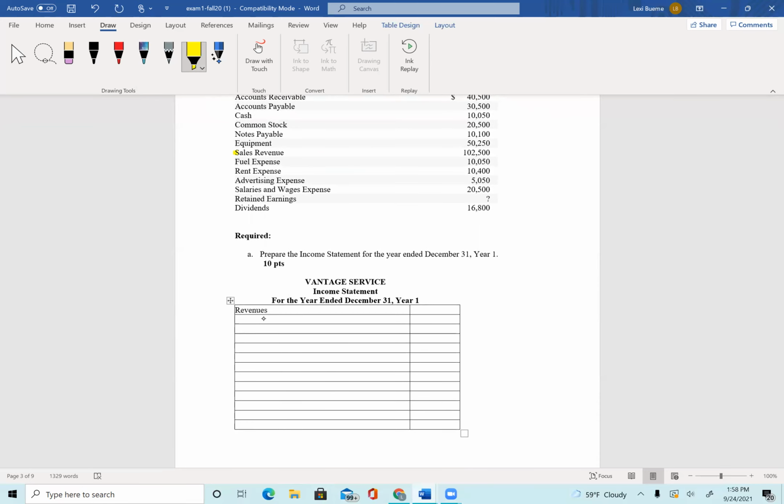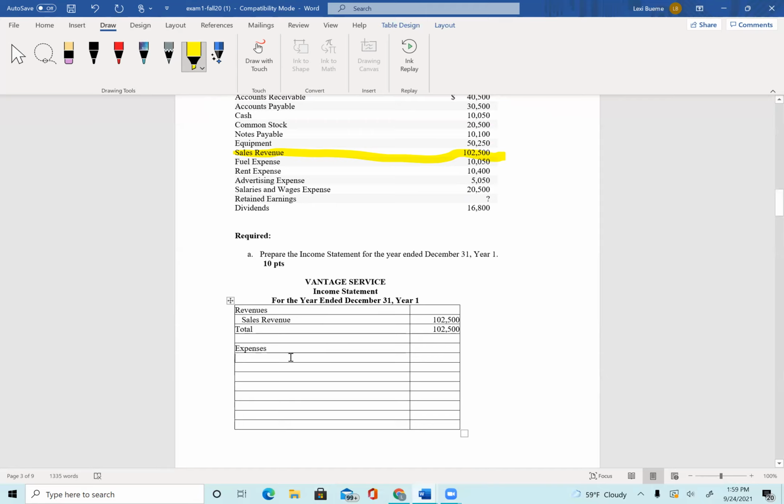This is going to be right here, sales revenue. That's the only revenue that it shows. So we just do one. If it showed more than one, we'd have to put them both down. So then we just put total, that amount right there. Then we go to our expenses.